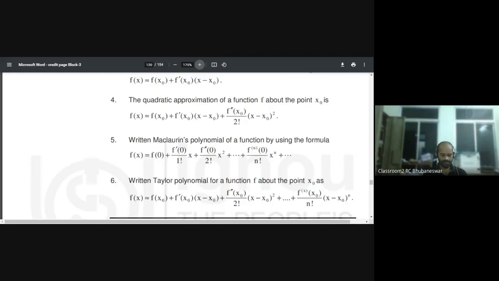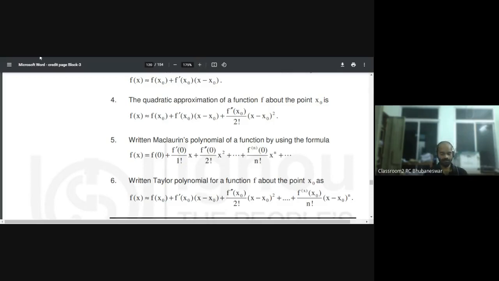And in this example and the questions given in your exercise, we are asked to find the linear approximation or quadratic approximation, that is all about finding the Taylor series or Taylor's polynomial of a function at a point x0. And also the Taylor's polynomial will become the Maclaurin's polynomial whenever we substitute the value of x0 as 0.